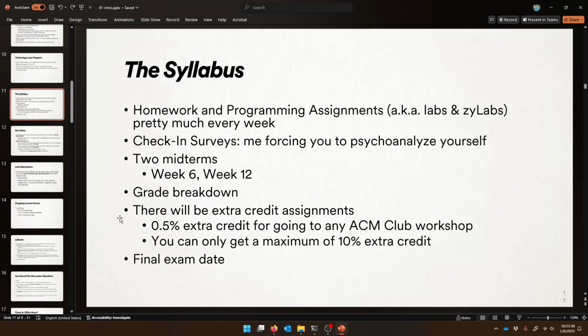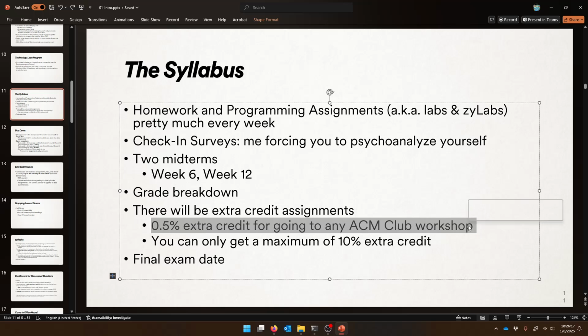One cool thing, if you like to go to some very interesting lectures and get to know some cool computer science stuff that is sometimes beyond the scope of this class, I highly encourage you to join the ACM club and go to all of their workshops. I'll give you half an extra credit point for going to any technical ACM club workshop, and you'll find more information about those in our Discord. All right, so that's a very interesting place, and I highly encourage it.